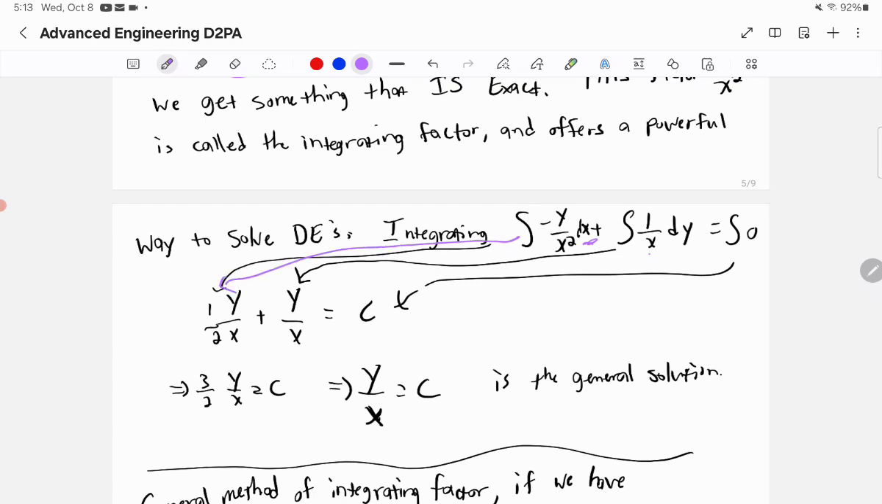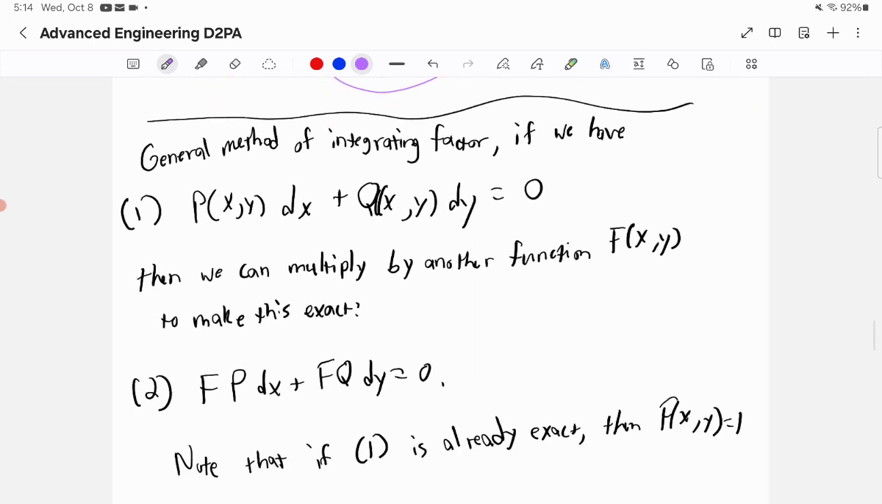The integral of this part, because it's integrating with respect to y, becomes y over x as well, and then that's going to be equal to c because the integral of 0 is c. So I'm not going to change c here. So y over x is equal to c, and this is my general solution. So this is a really powerful technique. This allows us to find the general solution to these kinds of differential equations.